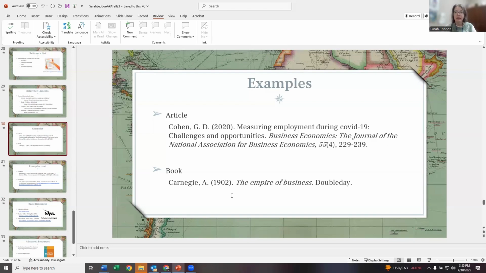The next example we have is of a book, and this one is much simpler. Once again, you have the author's last name and first initial, followed by the year it was published. You have the title of the book, which is italicized, and only the first word is capitalized. And then you have the name of the publisher.